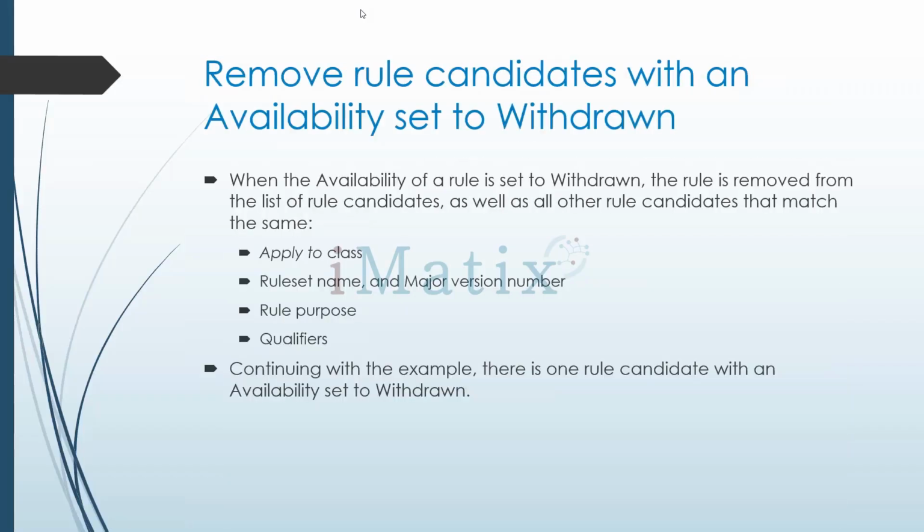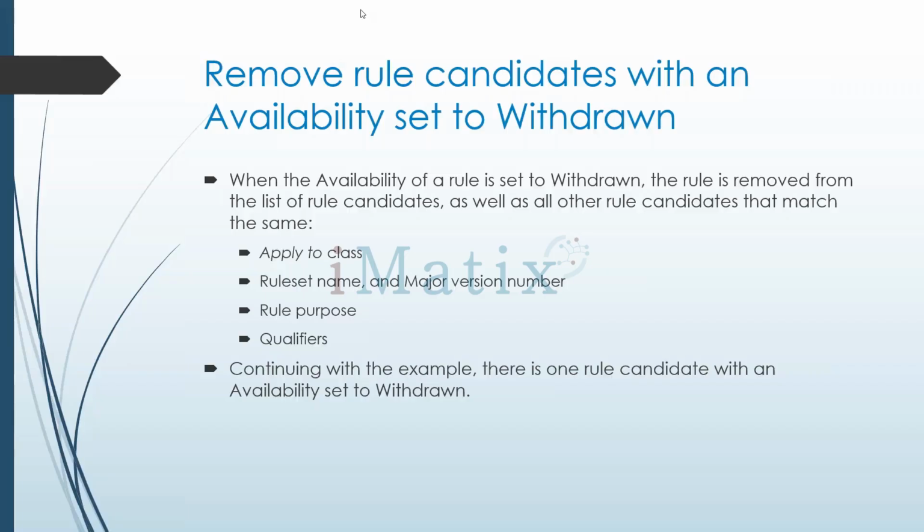The next criteria is going to be removing the rules that are set to withdraw. There's one more rule, availability other than available, blocked, not available. It is going to be withdrawn. Now, once it is sorted, we are going to check if any rules are set to withdraw. If yes, then they will be discarded.